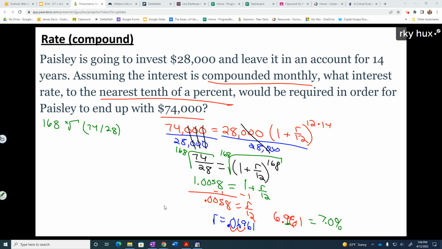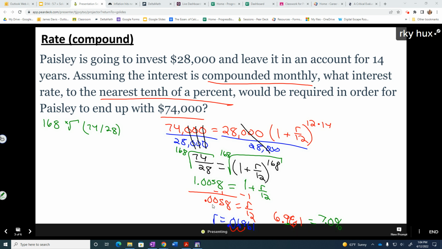7%. So you've got to move the decimal 2 places. When you get your answer, move it 2 places, 6.961%, and then you've got to round from that to the nearest tenth of a percent. So don't round it before you move it. Move it and then round it. Let's try one more like this.